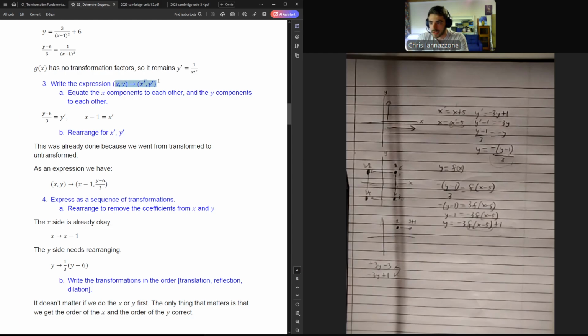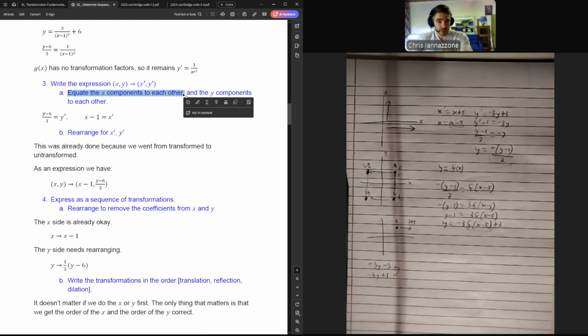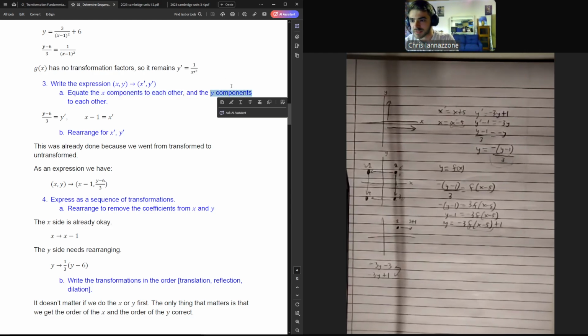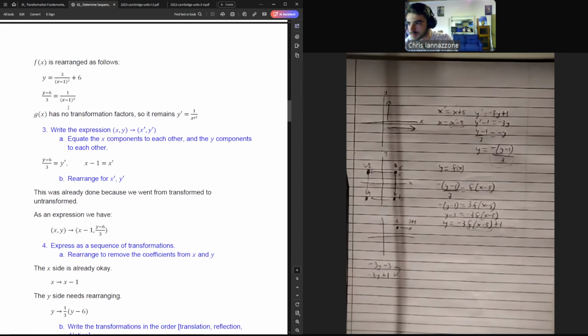From there, we're going to write our conversion, which all that means is that we look at the x components of each function and say the x component of the first is equal to the x component of the second, right? This is a transformation. It's going from one to the other. And we do the exact same thing for the y components. So when we do that, we say, okay, here's the y component of f of x. Here's the y component of g of x. Those two things are equivalent. Exact same thing for x. Here's the x component of f. Here's the x component of g. Equate those two things together.